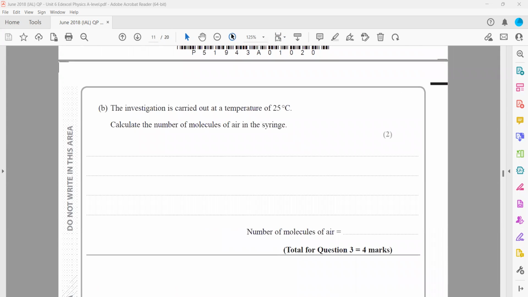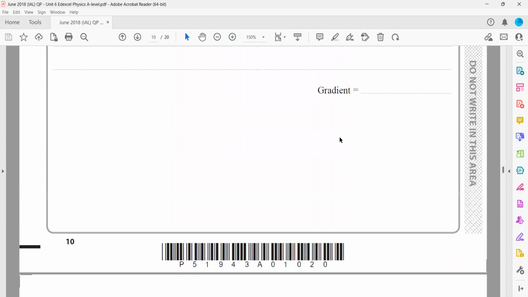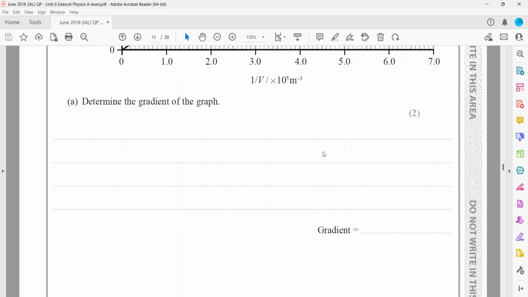The next one, investigation. The investigation is carried out at a temperature of 25 degrees centigrade. Calculate the number of molecules of air in the syringe. So how can we find the number of molecules? We have the formula PV equals NkT. Temperature should be in Kelvin. If we need the number of molecules, it will be PV divided by kT equals N.